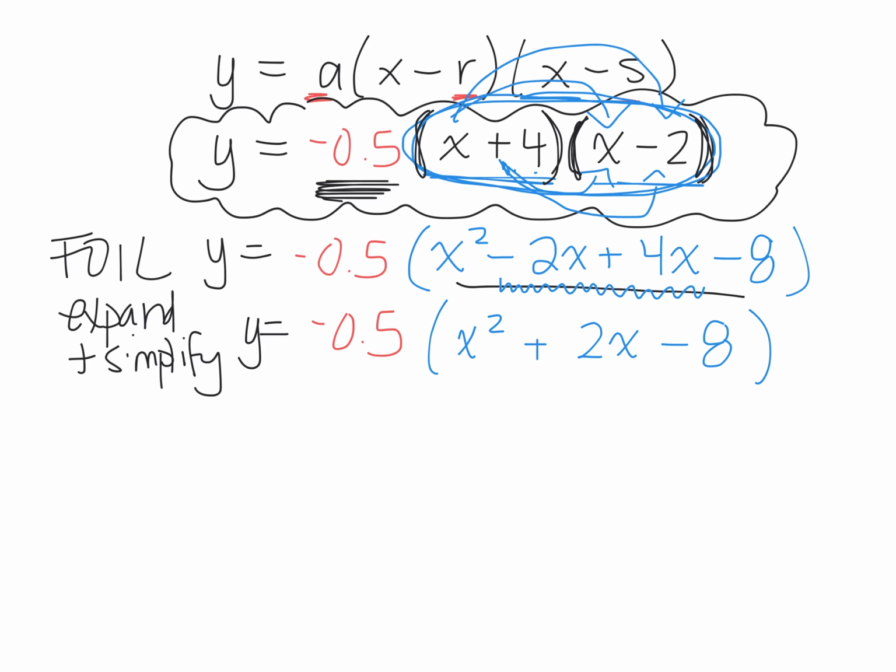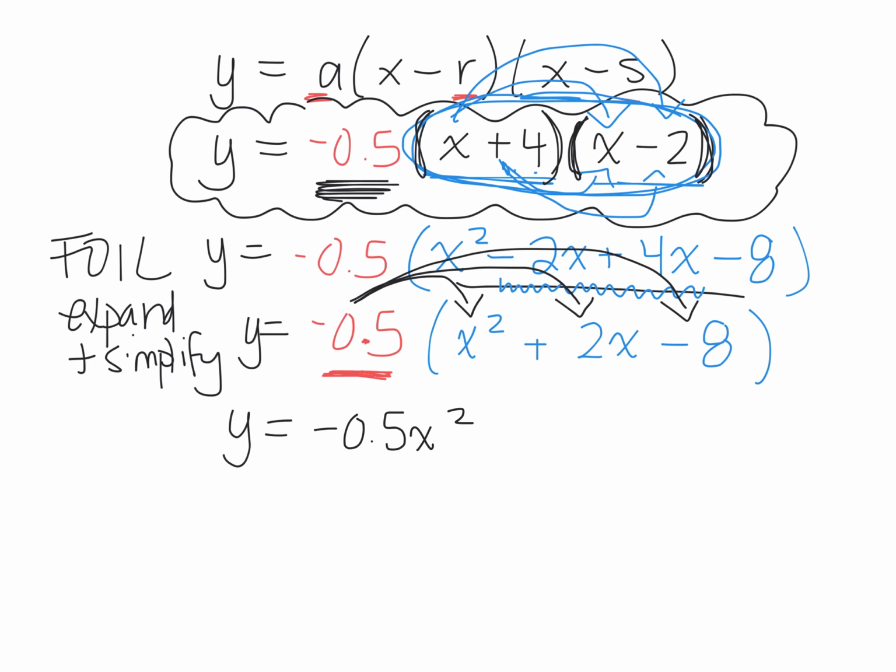Okay, are we good so far? But I have a value of a that wasn't equal to 1. My a value is negative 0.5. So now I need to distribute. This is back to grade 9, distributive property. The a value, I need to multiply it by every term inside the bracket. Okay, so I want you guys to do that now. Negative 0.5 times x squared. Good, negative 0.5x squared. And then what is negative 0.5 times positive 2x? Negative 1x. And then I have negative 0.5 times negative 8. Negative times the negative is positive 4.